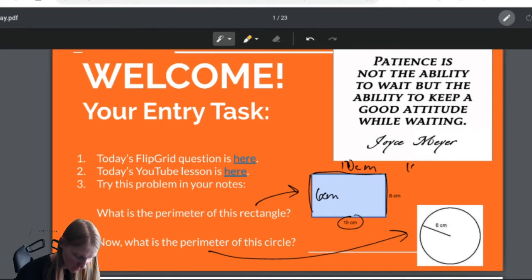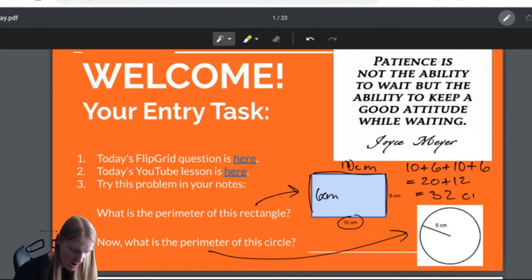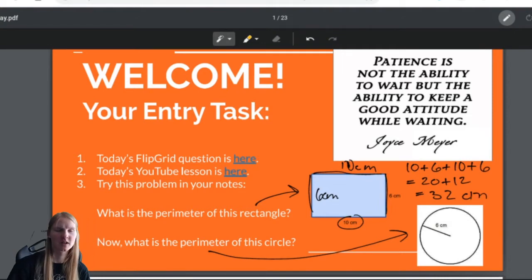So all I have to do is 10 plus 6 plus 10 plus 6, which is 20 plus 12, which is 32 centimeters. Don't forget your units there. 32 centimeters. Okay. Now on to the circle.